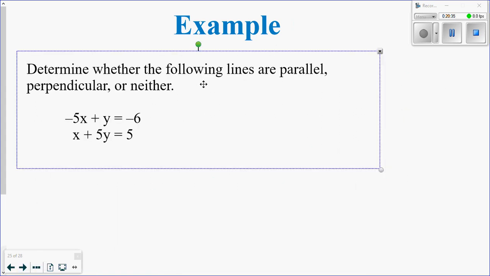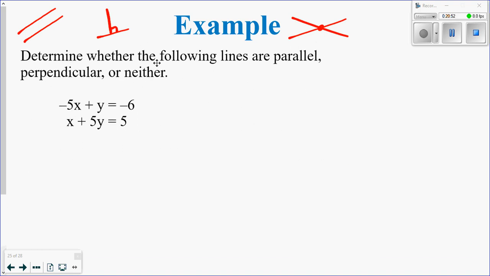All right, so now we're going to determine, are they parallel, perpendicular, or neither? So your lines can run parallel, your lines can be perpendicular, or maybe they just intersect. Okay, so you have three options. All right, so first thing you have to do, you have to get them in the format y equals mx plus b. So I'm going to do the first one here.